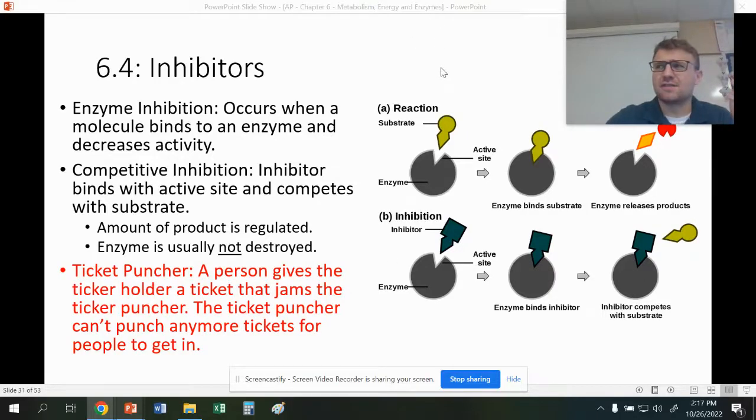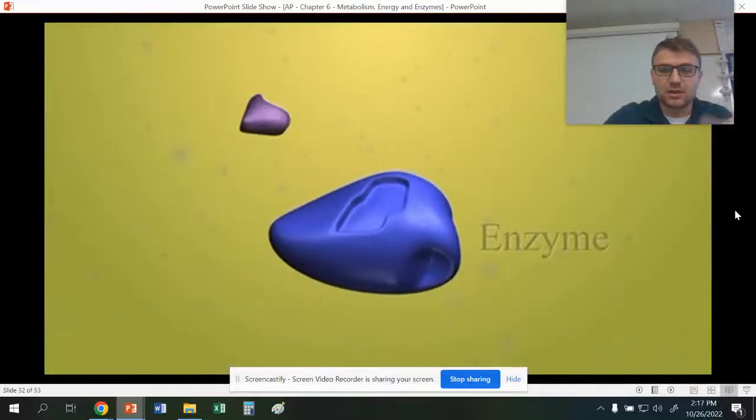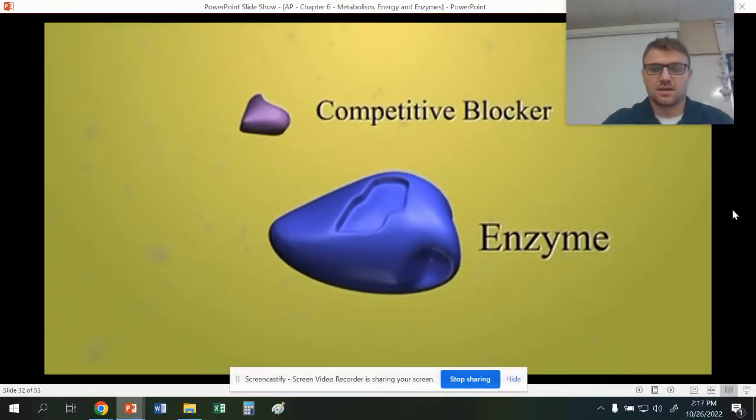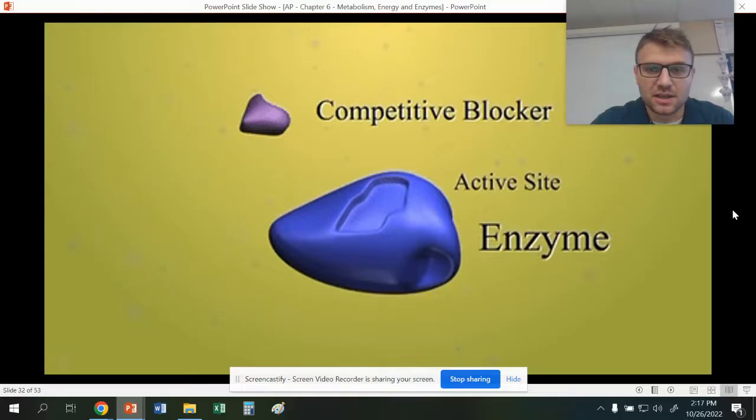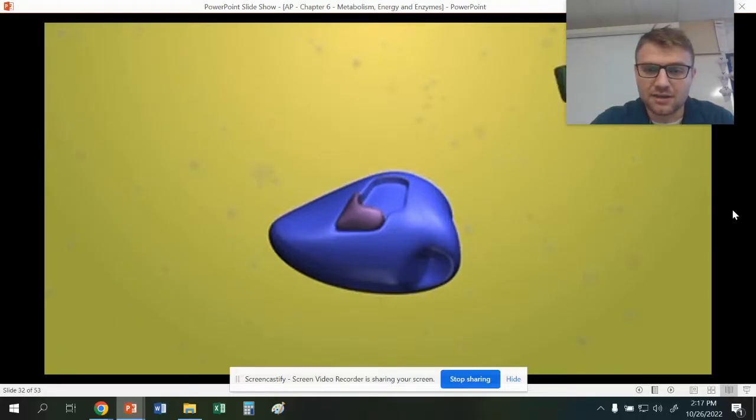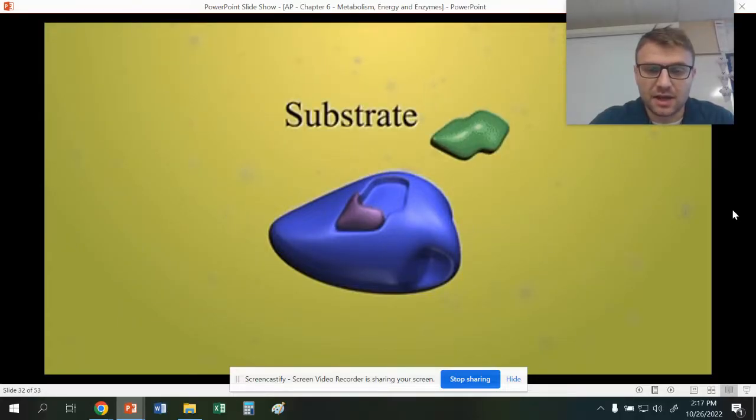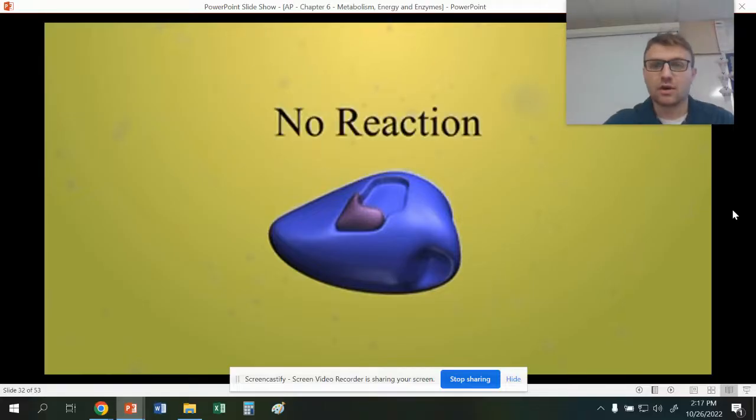I think of this as like if you have a lock and a key, if somebody puts a different key in the lock and it gets stuck, it's competing for that same area, that same active site of that lock. So again, it's competing for the active site of the reaction. I like showing this animation here. You can see the competitive blocker here. It's binding with the active site, which means the substrate can't bind with it. There you go, and no reaction occurs.